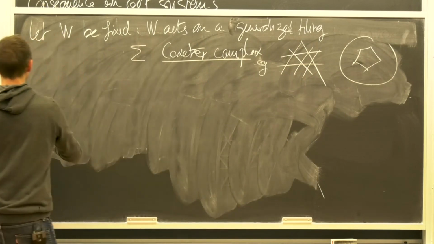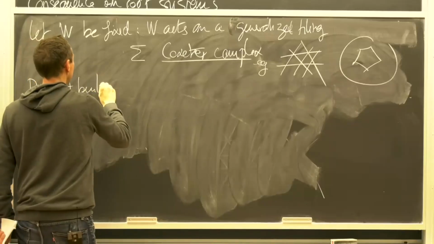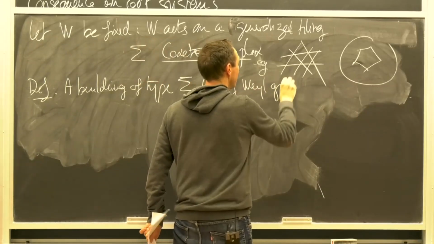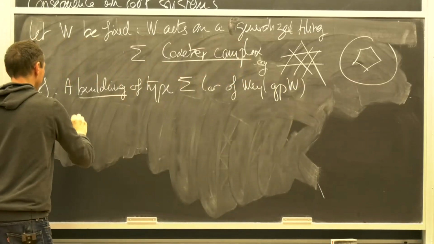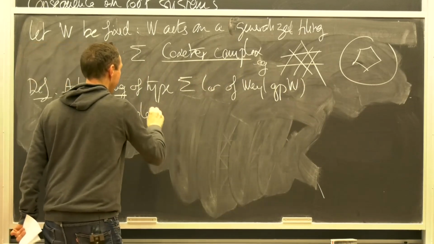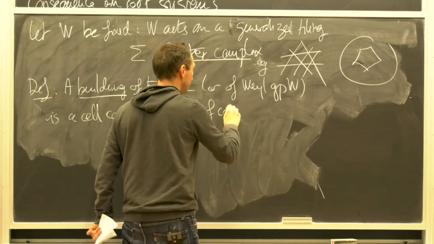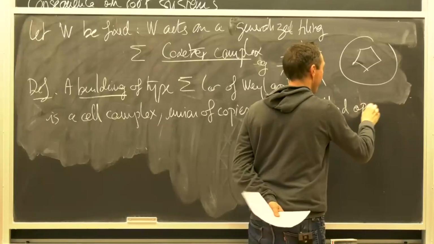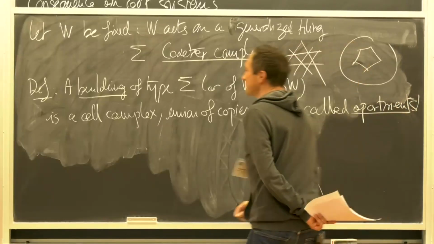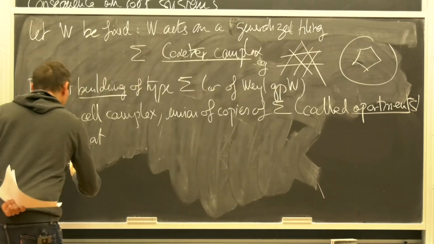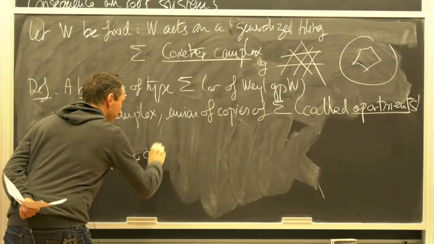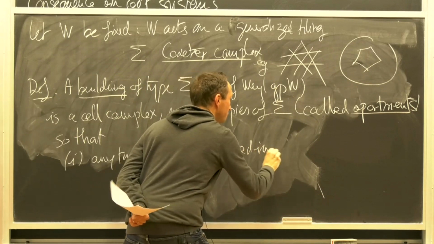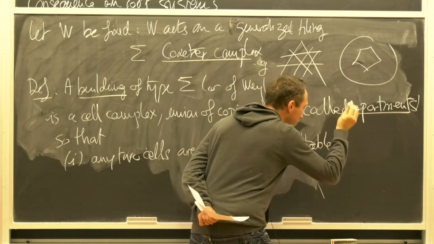So let me call sigma the Coxeter complex. Then by definition, a building of type sigma, or of Weyl group W, is a cell complex, a union of copies of sigma called apartments, so that first, any two cells in my complex are contained in a suitable copy of sigma, in a suitable apartment, not unique.